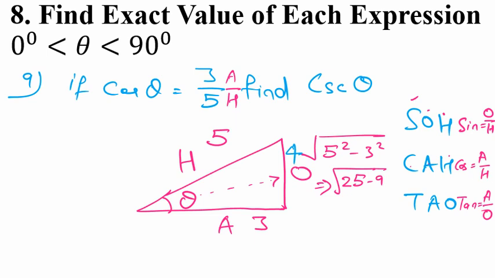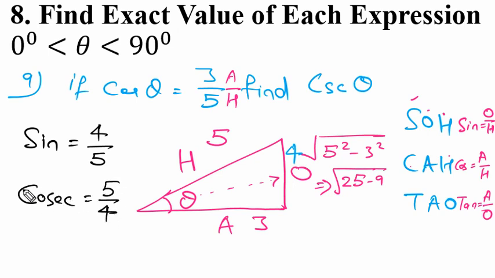So now we know all the sides, like hypotenuse, opposite and adjacent. Now what I have to do is find cosecant. To find cosecant, I will find sine first. And sine is equal to what? Opposite over hypotenuse. Opposite is 4, hypotenuse is 5, and cosecant is the opposite of sine. So cosecant is 5 over 4.